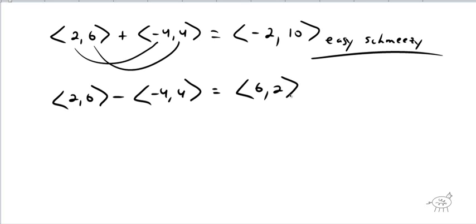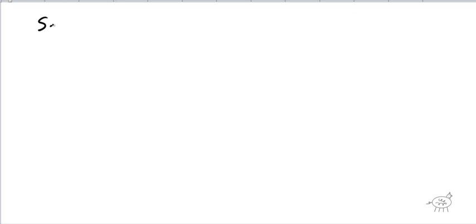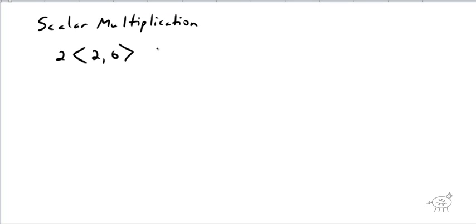We talked about scalar multiplication with drawing vectors, where if it was like 2 times some vector, you double the length of it. It's actually even easier when you're doing algebraic vectors, such as I'm doing here now. So let's talk about that. Scalar multiplication. So if I said 2 times 2 comma 6 plus 3 times negative 4 comma 4. Basically what you're going to do is you're going to distribute the 2 in the vector and the 3 in the other vector, and then add them together.